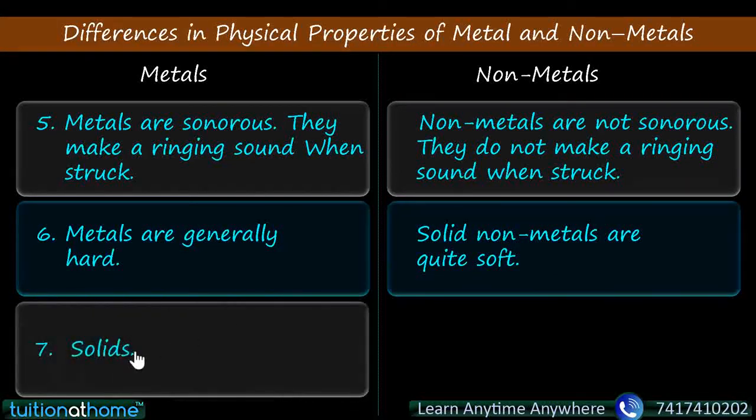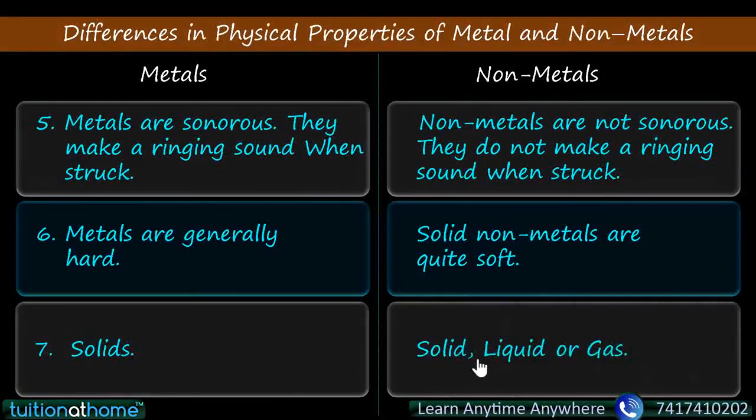Talking next, we have metals which are mostly solids and non-metals which can be solid, liquid or gases. Again, I repeat, an exception to solids: we have mercury, which is a metal, but it's a liquid. So this was a quick revision of all the physical properties that we have learnt in detail.